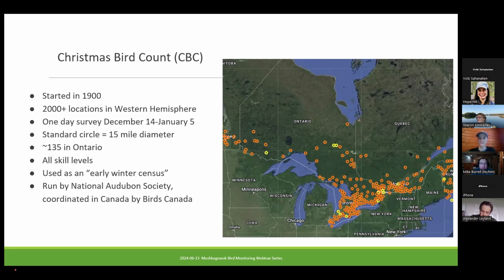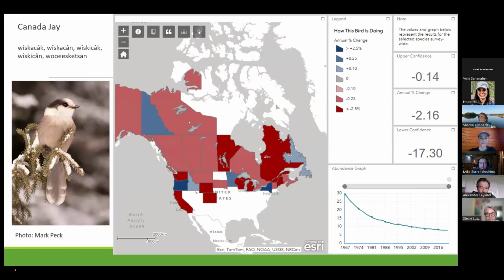Make a list of all the birds they're able to see and hear that day, and then you compile the results into the count totals for that day, and then they're sent on and incorporated into this bigger Christmas bird count project. And when you've got more than 2,000 of these and they've been running for decades, it becomes a really important early winter census of what's happening with the continent's bird populations. So this project is run by the National Audubon Society and coordinated in Canada by Birds Canada. And if you go to the next slide, I'll show an example of some of the data outputs that we're able to gather.